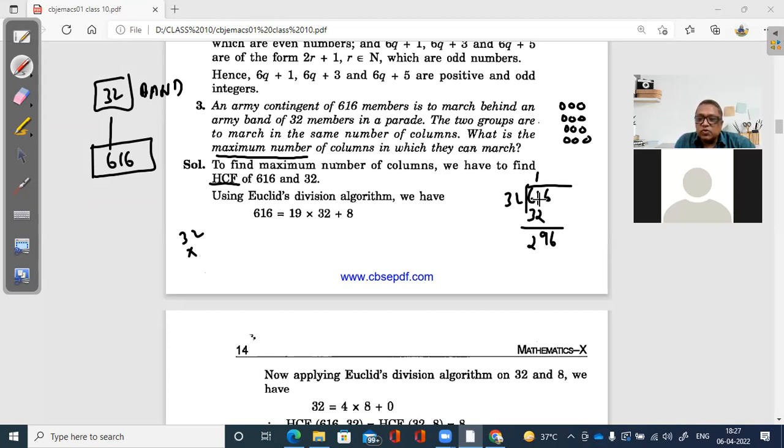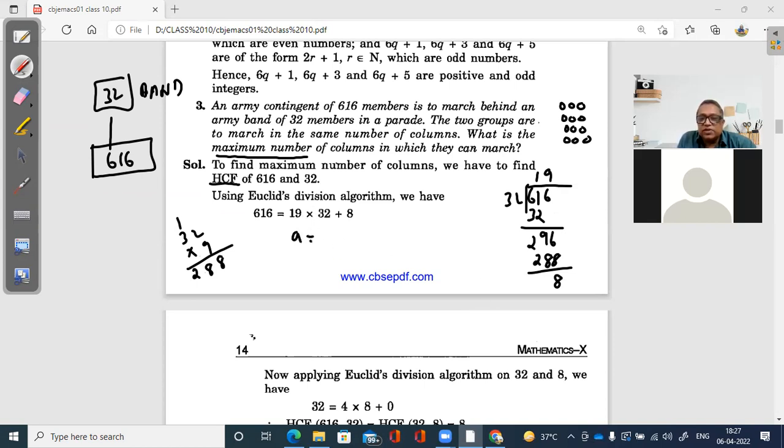Now 32 1s are 32 हो गया, 296 आ गया. Now 32 into 9, 9 2s are 18, 8 1, 9 3s are 27, 288. So the first step is this. 32 1s are 32, 29 आ गया, 6 आ गया, 32 into 9 288. इसको subtract किया, so you're going to get 8. So first step is what?